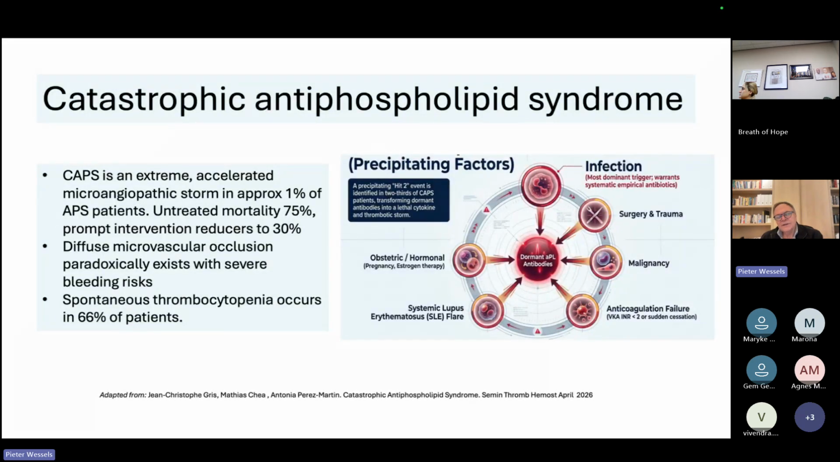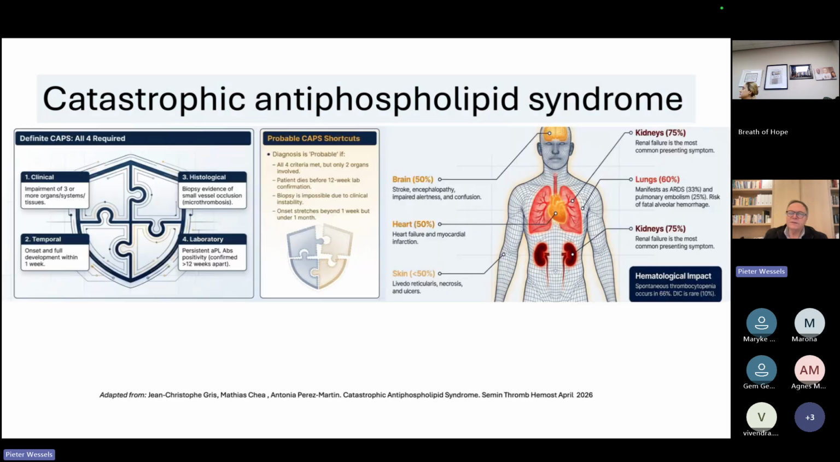And what really happens is the diffuse microvascular occlusion in different organs. And it's really what we spent time on this morning, talking about immunothrombosis. And 66% of these patients start with a thrombocytopenia. We had a patient that had a platelet count of 8, and despite everything died with catastrophic antiphospholipid syndrome.